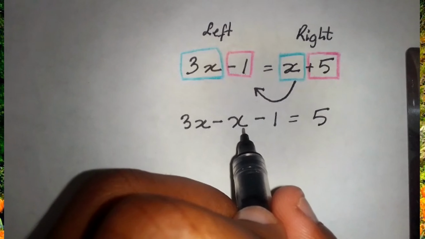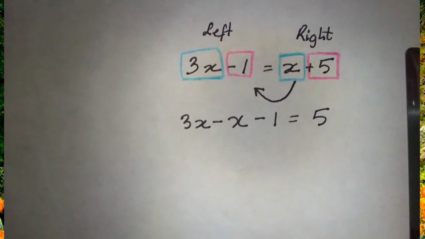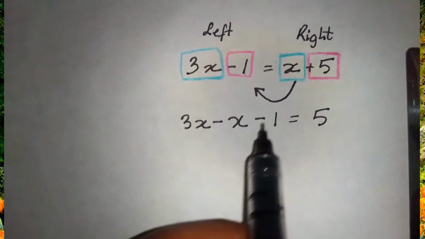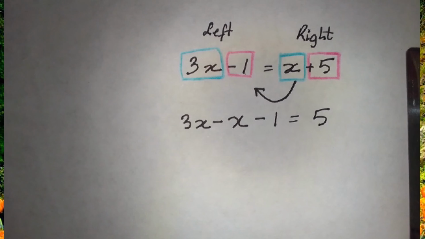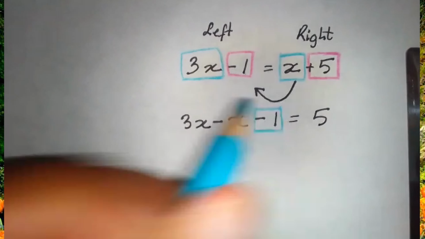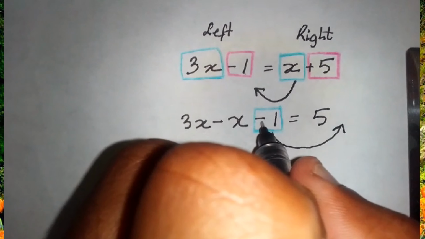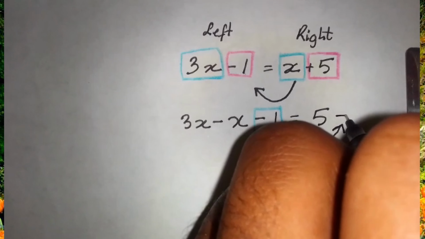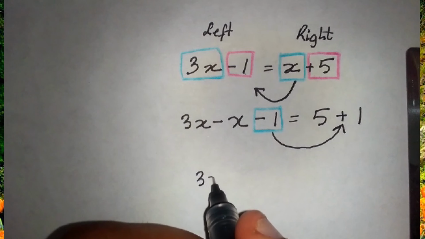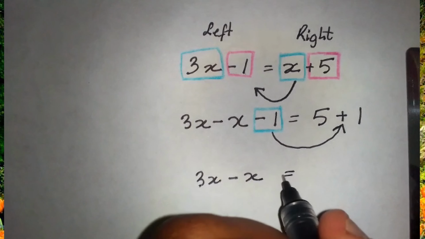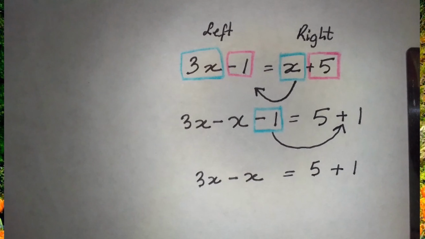So I have x here and x here. So I need to move now this negative 1 to join this 5. So I'm going to have to move this negative 1. So if I'm moving this negative 1 to join the 5, it's going to change its sign from negative to positive, and the 1 remains. So I'm going to have 3x take away x is equal to 5 plus 1. So all my like terms are together.